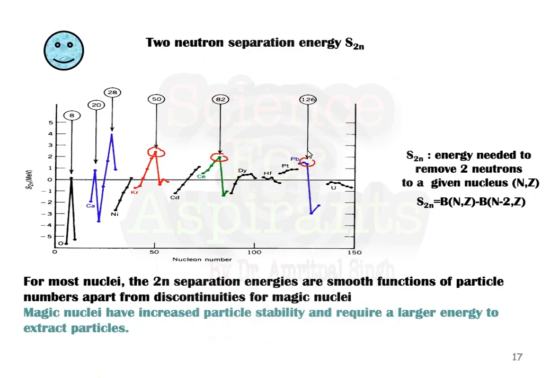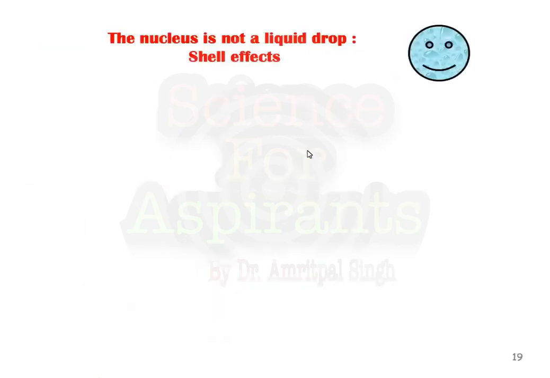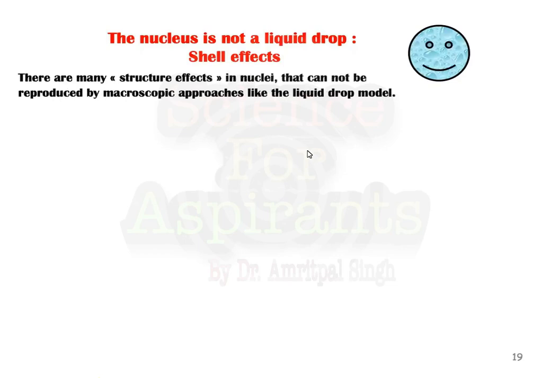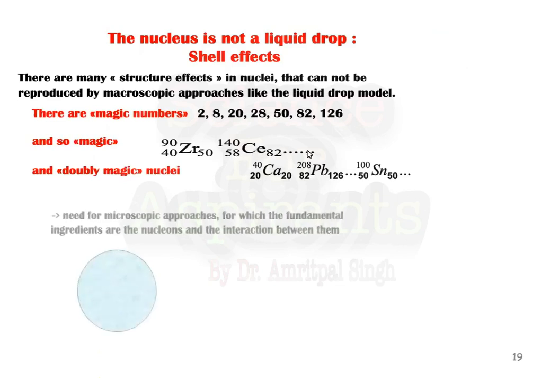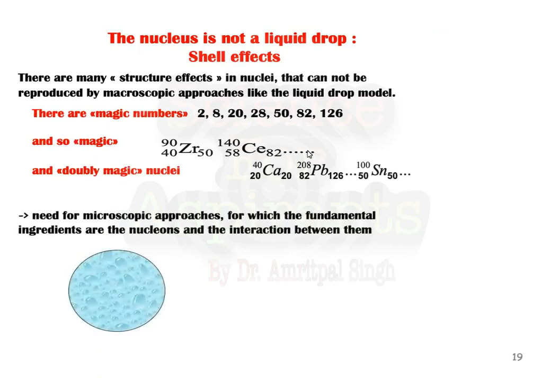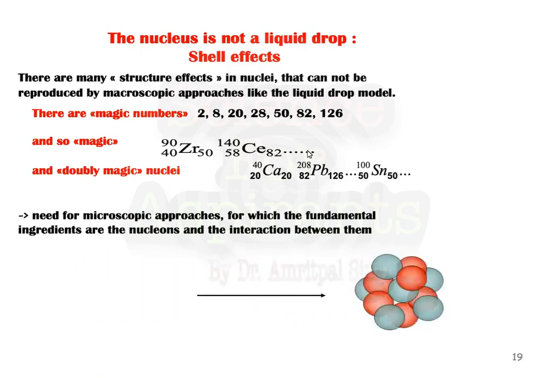So these are some of the experimental proofs which give hints to people that the nucleus is not only a liquid drop, and there are other effects that have been experimentally proved. So they changed their approach. In the liquid drop model, they had considered a macroscopic approach. So they needed to change their macroscopic approach to a microscopic approach, for which they tried to derive a model.